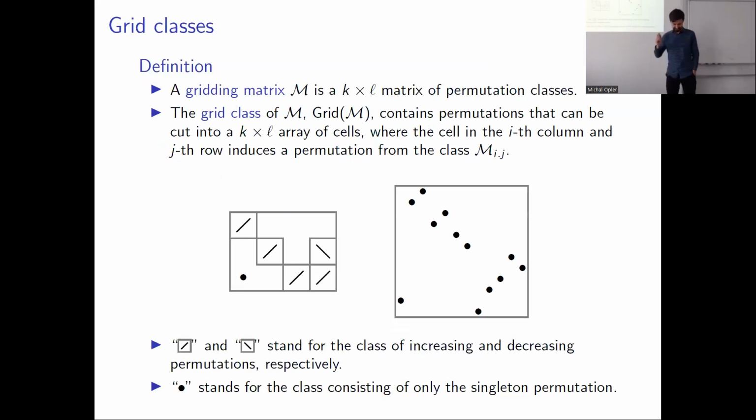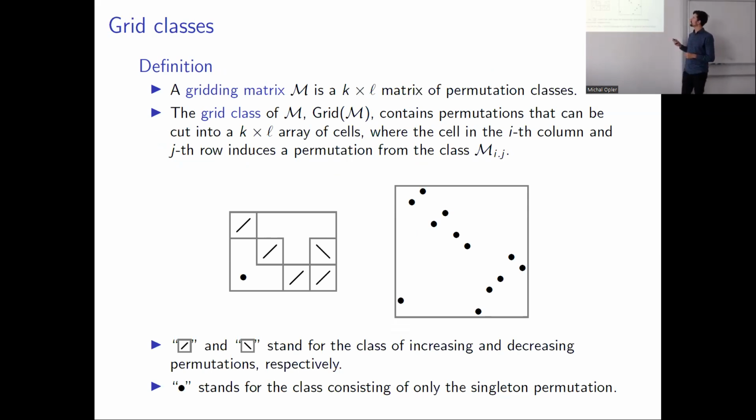Oh, and now a very technical definition, but it should not scare you off. It's actually fairly easy, but it will be used throughout. So a very natural way to define nicely structured and behaved permutation classes is to build them from these arrays of smaller and simpler classes.